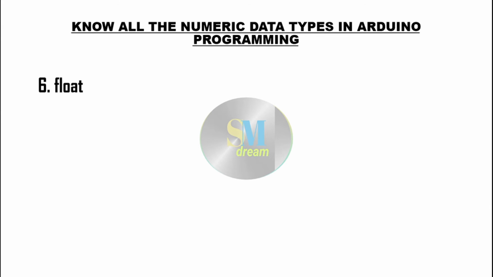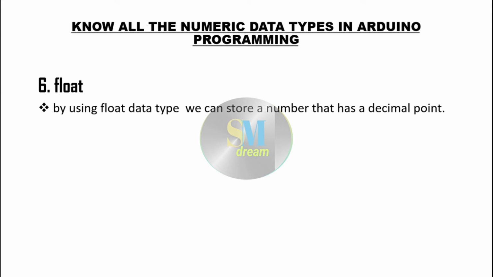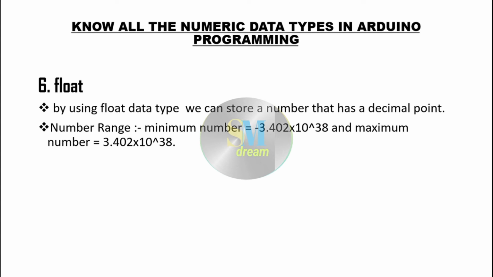Let's move on to the next one. The next is float. So what is float? Suppose you want to store a decimal number, meaning 1.2, 2.5, 6.8. At that time you can use this data type. There is no other option. Other data types cannot store a decimal number, but by using this data type you can store a decimal number inside a variable. So by using the float data type we can store a number that has a decimal point, and this is the number range you can write in your notebook. This is the maximum and this is the minimum.